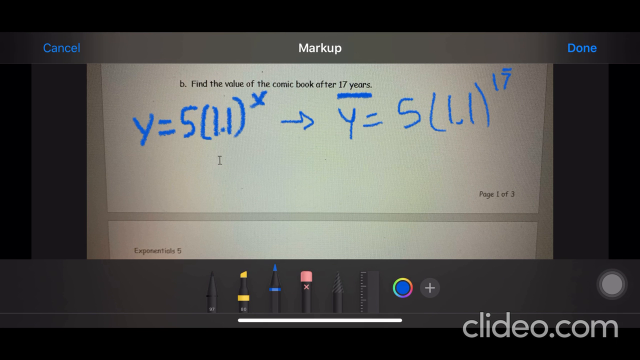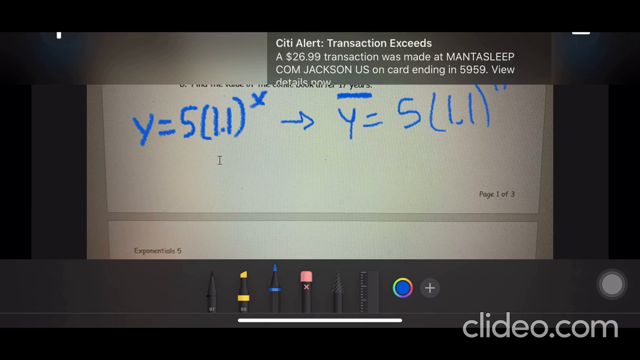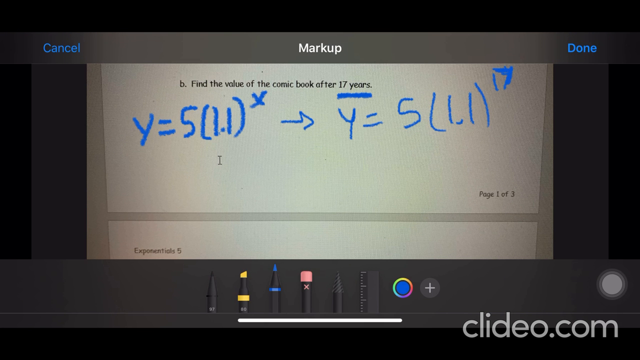And then you can plug that in. Oh my gosh, you can plug that in and solve. You're welcome.